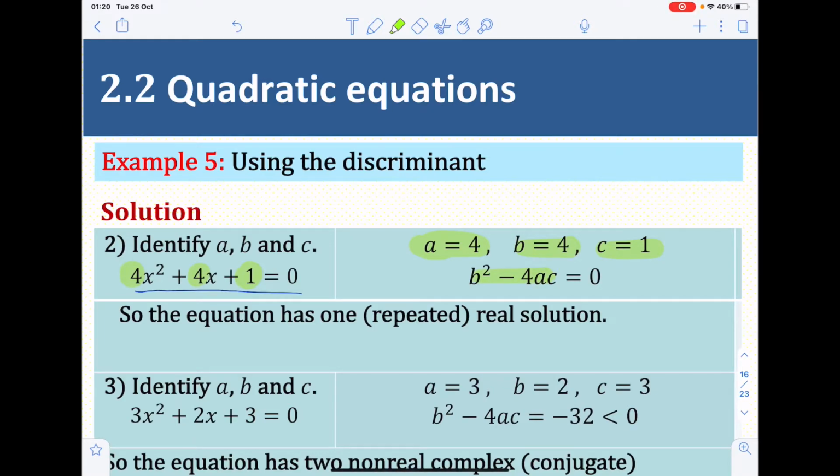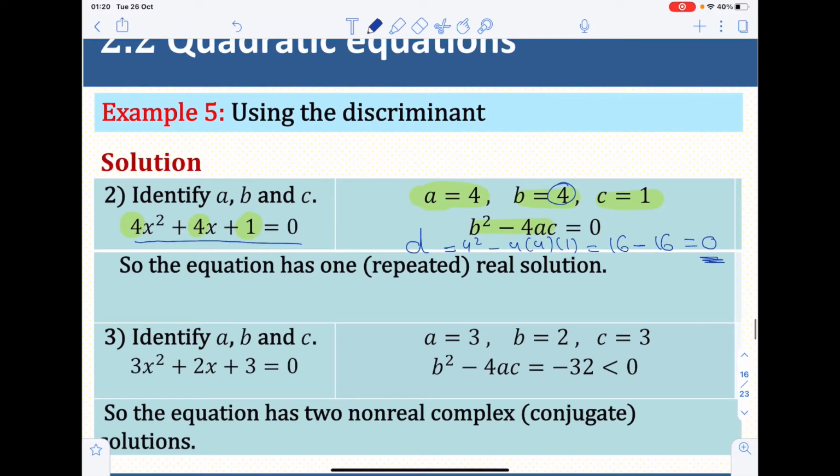So b squared is 4. So 4 squared minus 4 times 4 times 1. So 16 minus 16, which is 0. So we found that d equals 0, which means we have only one repeated solution. One repeated real solution.